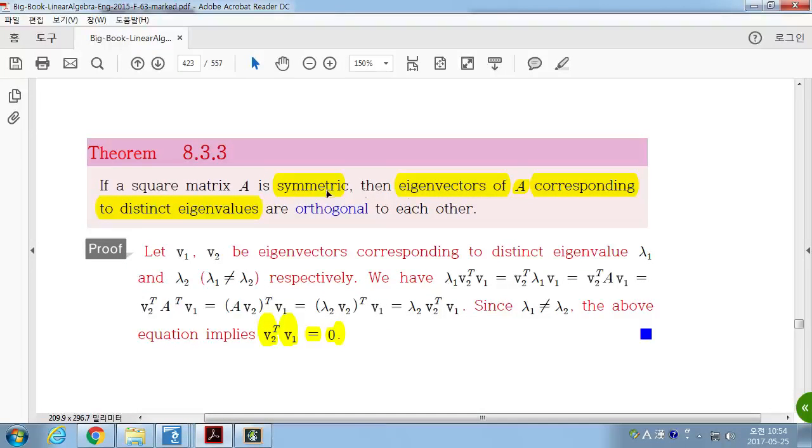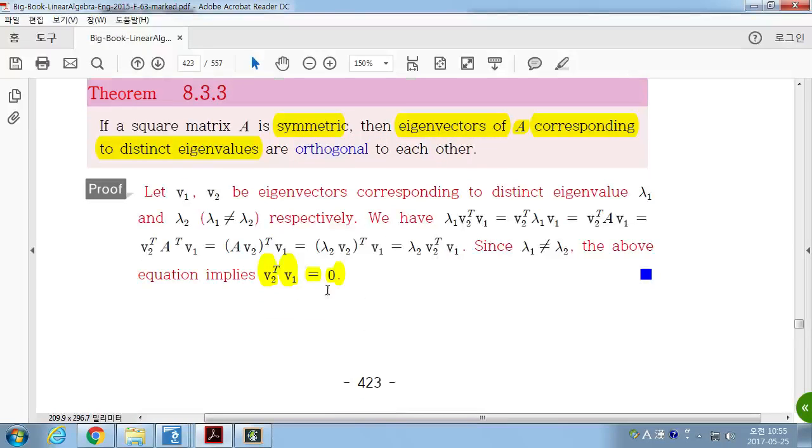If a square matrix A is symmetric, the eigenvectors of A corresponding to distinct eigenvalues are orthogonal to each other. If eigenvalues are distinct, then we already know corresponding eigenvectors are linearly independent. But if it's a symmetric matrix, it is not only linearly independent, but also orthogonal. In order to show orthogonality, what you have to show is the inner product is 0. Then we call it orthogonal.